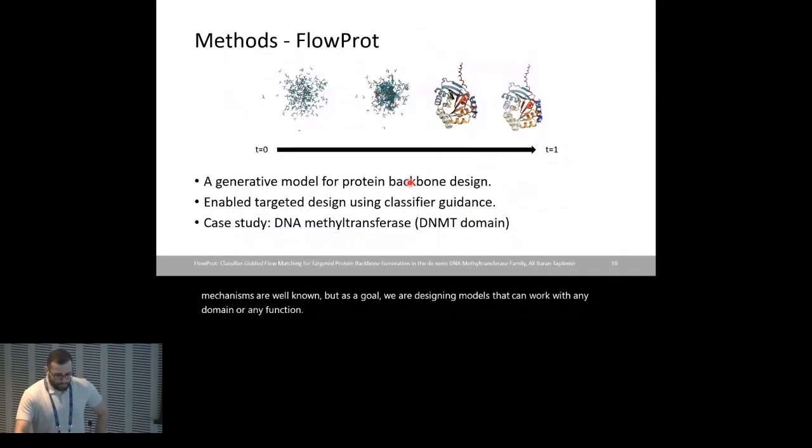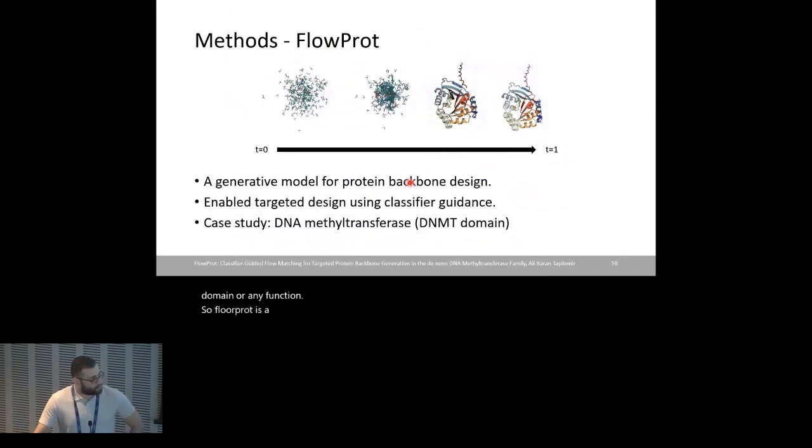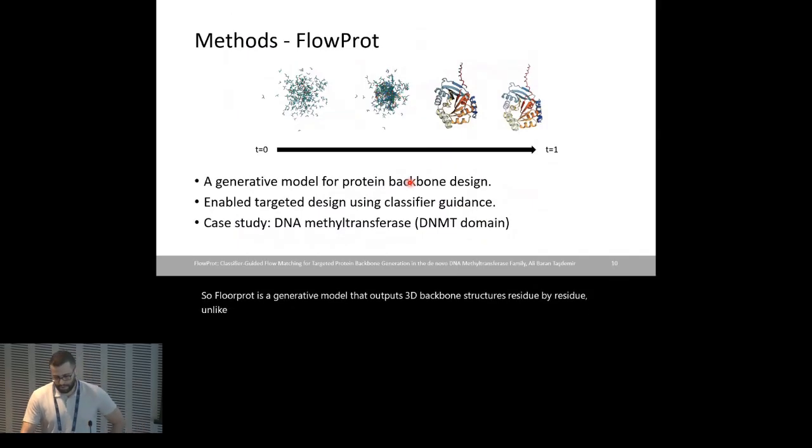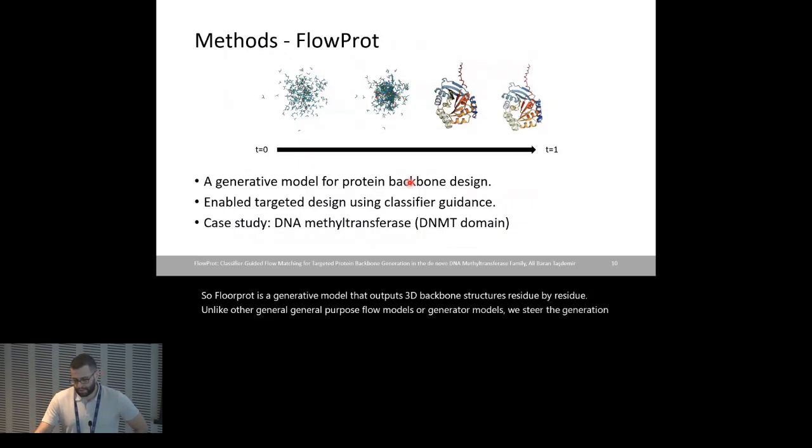So FlowProt is a generative model that outputs 3D backbone structures residue by residue. Unlike other general purpose flow models or generative models, we steer the generation using a classifier to target specific domains like, in this case, the DNMT.